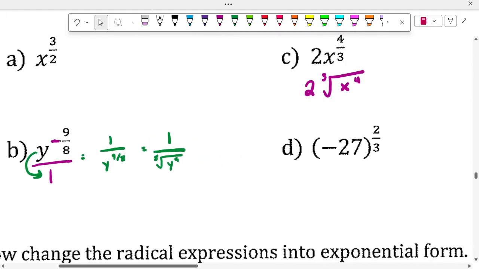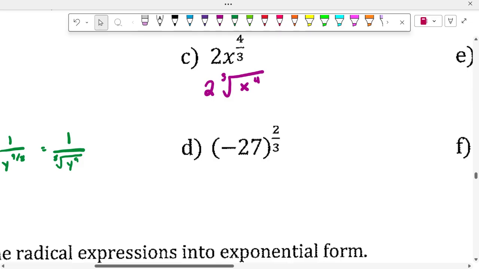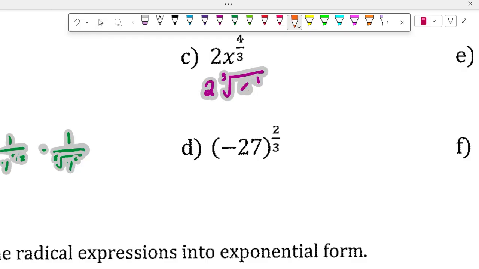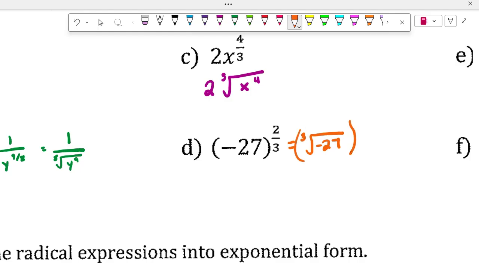Oh, we're almost done anyway. Now this next one is a prime example of how converting can help you evaluate. So take note. The negative is with the 27, so it will go under the radical with the 27. What type of radical is it? It's a cube root. Now, in this case, I'm going to put the exponent on the outside of the root because it will help. Just trust me, it'll help.